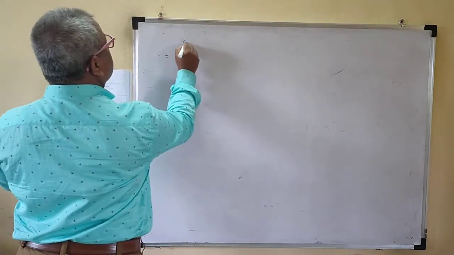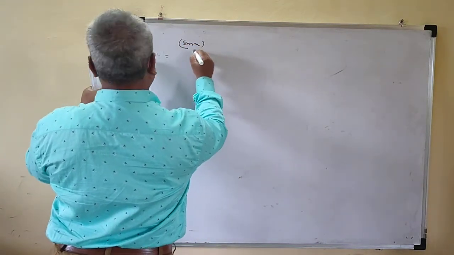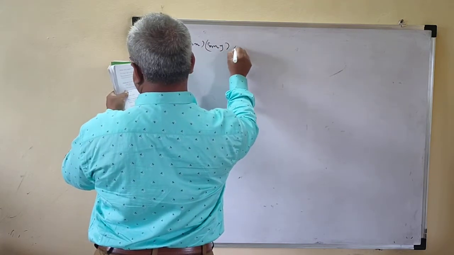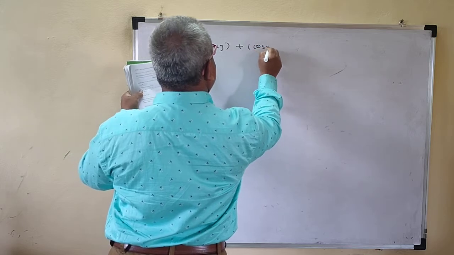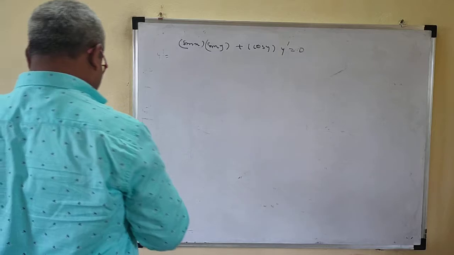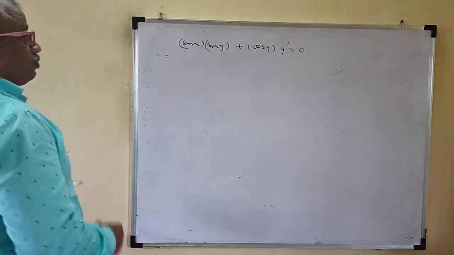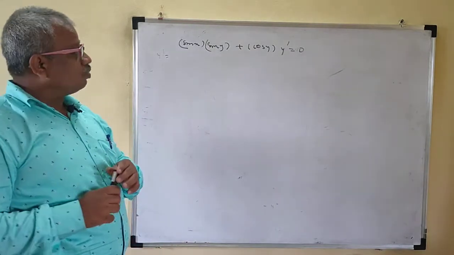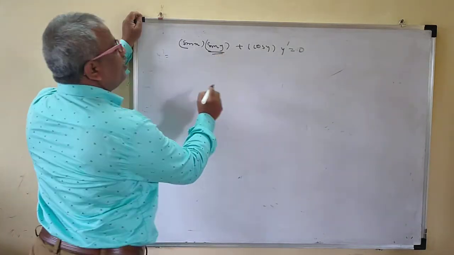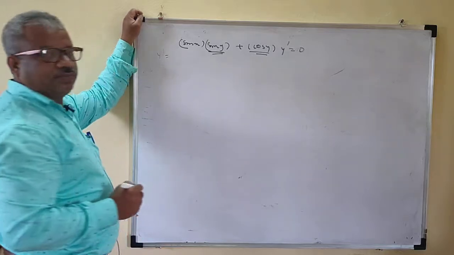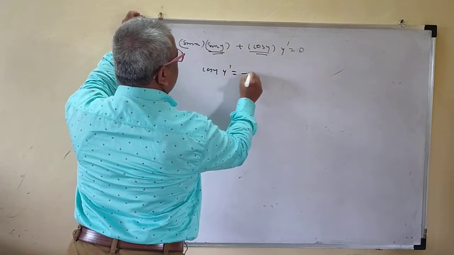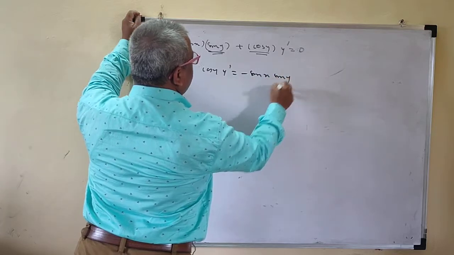Now sin x sin y plus cos y y prime is equal to 0. So how can you write this? This is a function of y and this is a function of x. So I just shift here. Cos y y prime is equal to minus sin x sin y. Just I will write this.